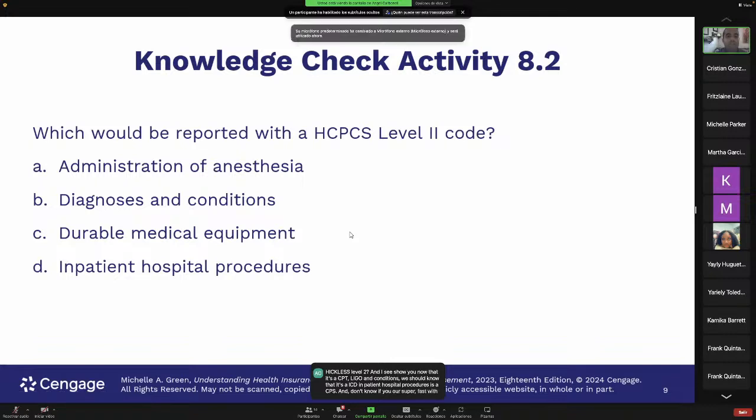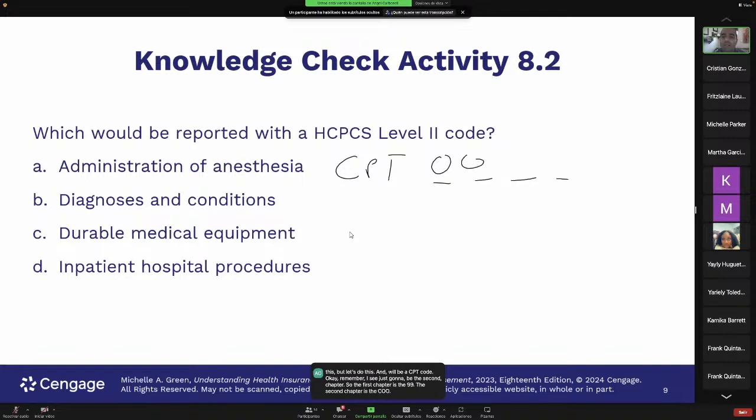Let's do this. Anesthesia will be a CPT code. Remember, anesthesia is going to be the second chapter. The first chapter is the 99s, the second chapter is the 00s, and it has 5 digits. That is not a HCPCS level 2, that is a CPT, that is a HCPCS level 1. Diagnosis and conditions is going to be the ICD, so that's not a HCPCS code. I'm going to jump to medical.